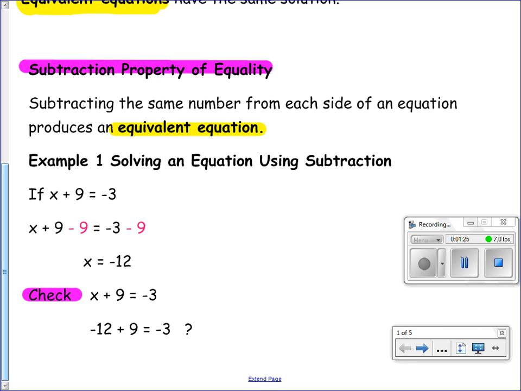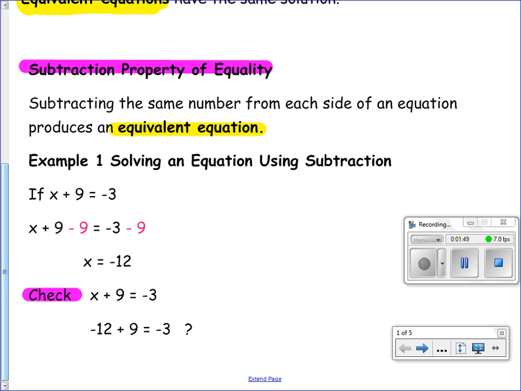Now you plug that number in for x to see if it is actually the solution. So here's our original equation. Now we'll put in negative 12 plus 9 equals negative 3. Is that a true statement? Is negative 12 plus 9 equal to negative 3? Yes.